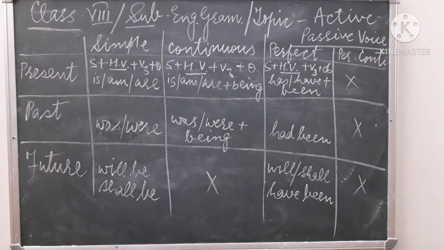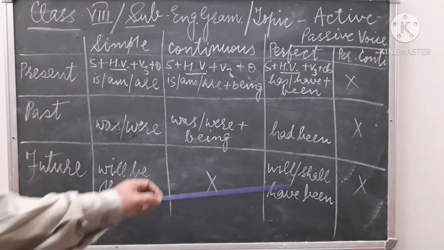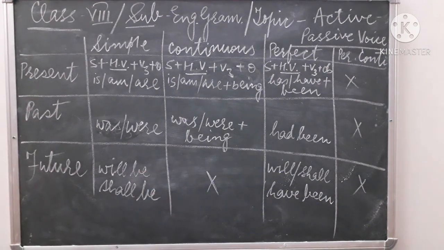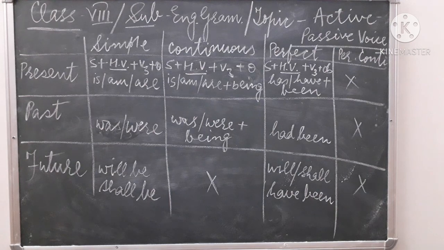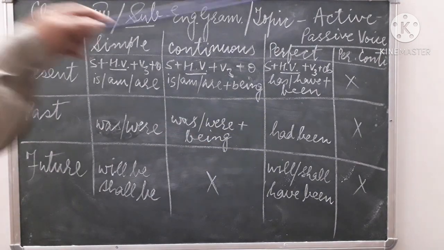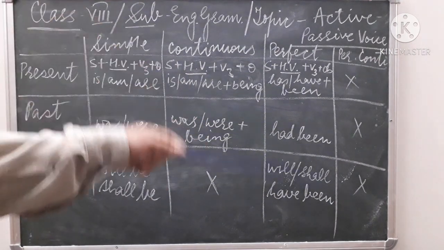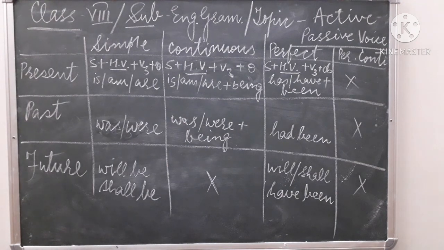For example, my mother will have cooked food before I reach home. Now let us convert it into passive. Food will have been cooked by my mother before I reach home. So these are the very important things you should remember. You should write them down in your copy. Let us continue.